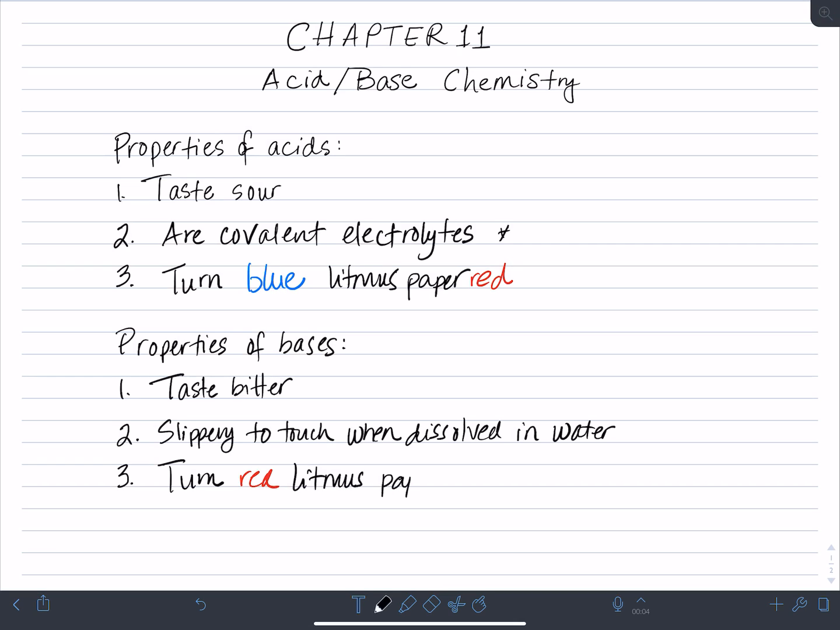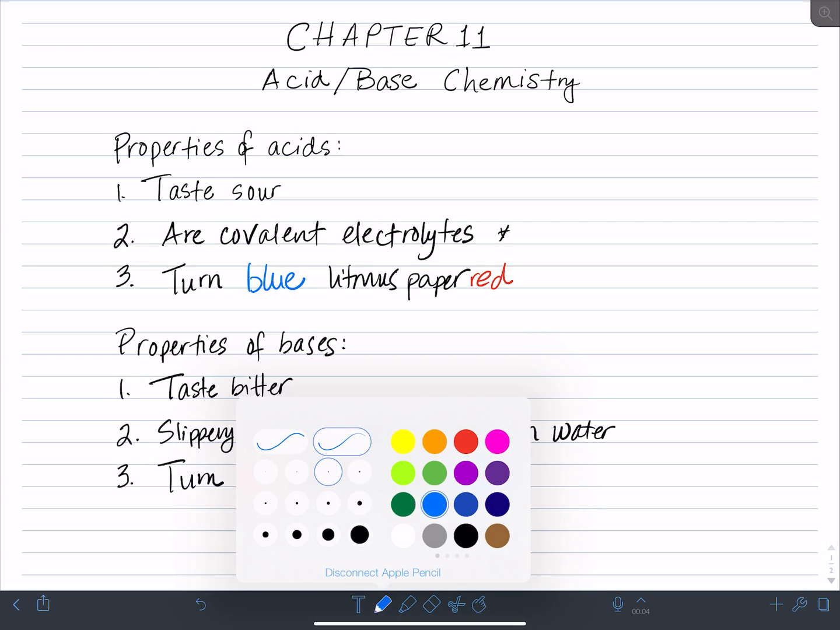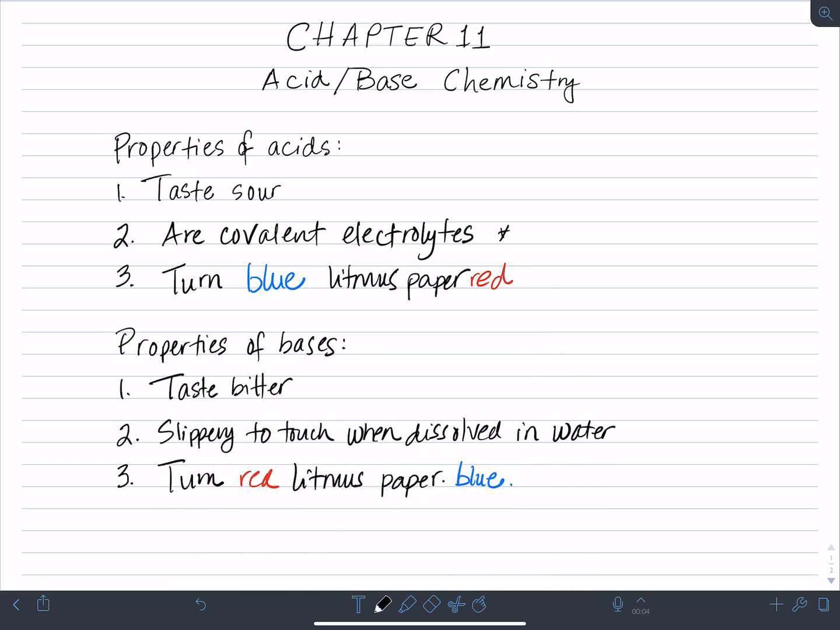Now, here's a little hint. Here is my handy-dandy helpful way to remember that, is that bases turn the paper blue. Okay, so if you have a litmus paper and you expose it to a base, red litmus paper that you expose to a base, it will turn it blue. Okay, so we now know a little bit about the properties of acids and the properties of bases.